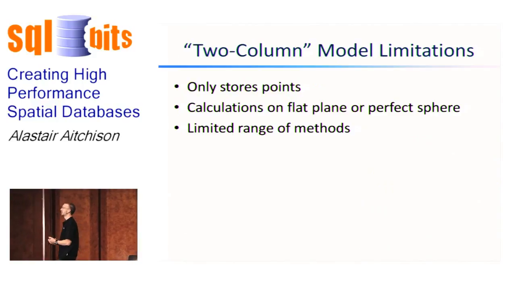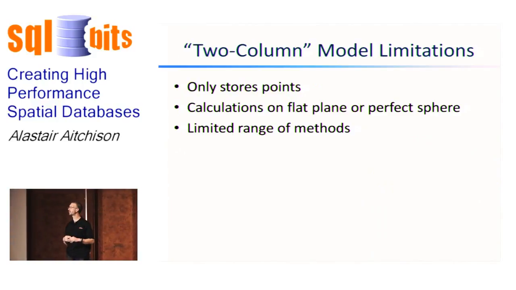Now, the limitations then of this two-column model. Well, one of the limitations is the fact that because we are only storing a single coordinate value with each row of data, you can really only use it to store point locations in space. You can't store, for instance, routes or areas, polygons, very easily, at least anyway.